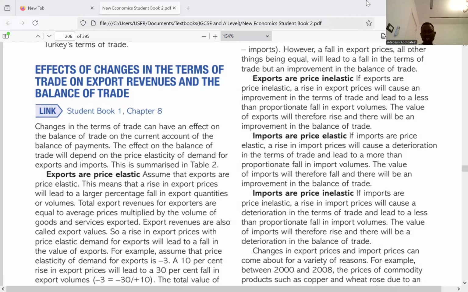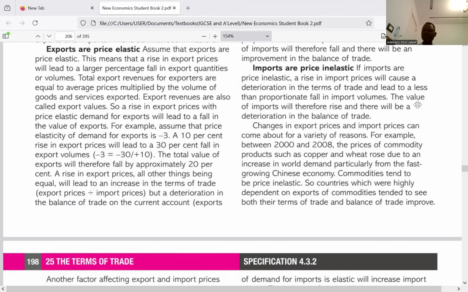The first effect of changes in the terms of trade, like we said earlier, is the factors. The first one is price elasticity. So they said here that if exports are price elastic, it simply means that if the price of exports increases, the demand for exports would reduce. But that does not affect the terms of trade. It increases the terms of trade. So two changes will occur here, one positive, the other one negative.